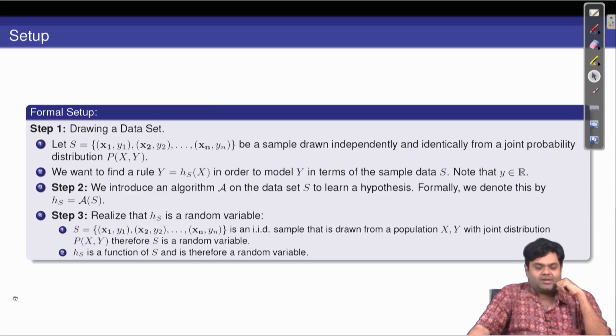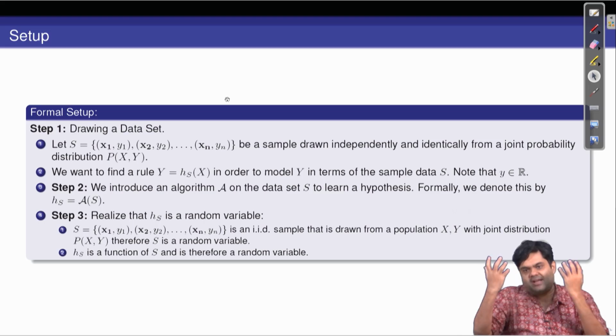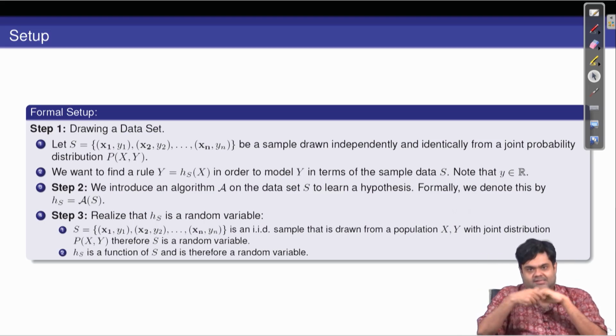Now let us get back to our learning theory setup. You have data (x1,y1), (x2,y2), ..., (xn,yn), collected from the joint probability distribution of (x,y). You want to come up with a rule y equal to h_S(x) to model y in terms of x given the sample data S. Note that y takes values in R. We introduce an algorithm A on this data to learn a hypothesis h_S, that is an educated guess for the relation between y and x. This has been our model.